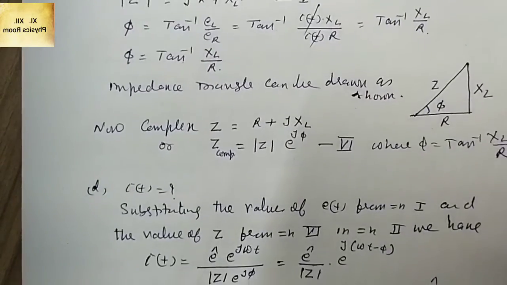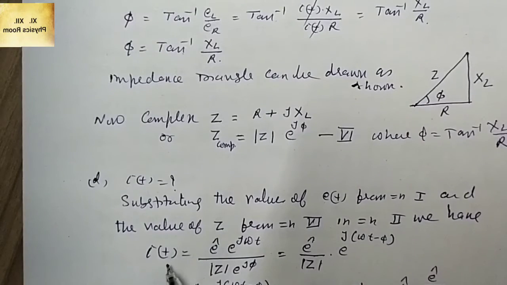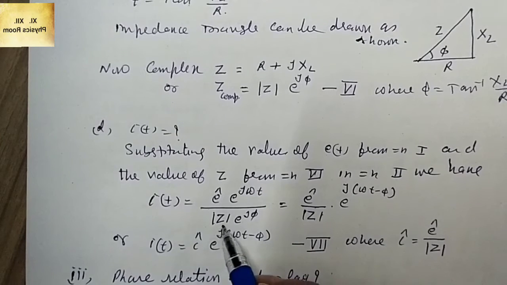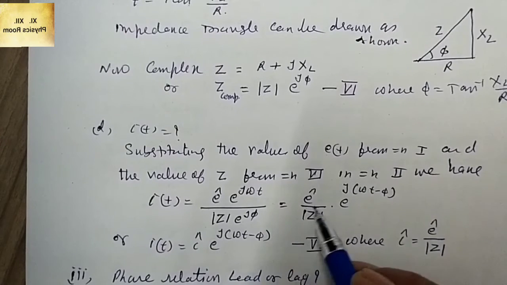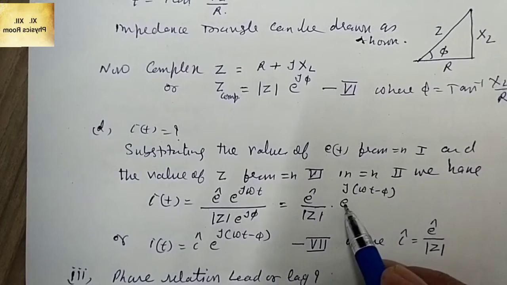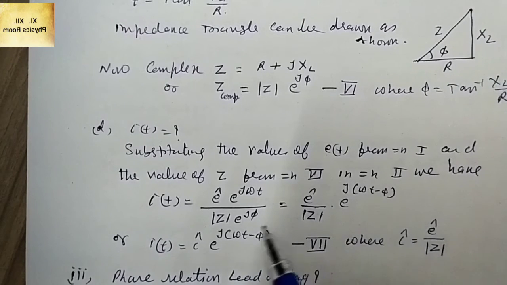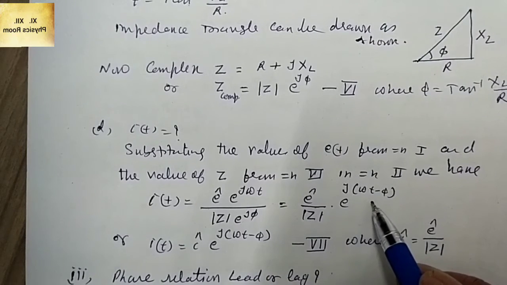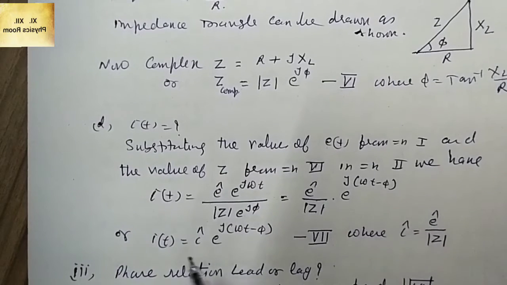Now substituting the values, we get IT is equal to E max e raised to power j omega t divided by mod Z e raised to power j phi. So E max by mod Z into e raised to power j omega t minus phi. It goes up, becomes minus, j we take out common, omega t minus phi. Or IT is equal to I max e raised to power j omega t minus phi. Let us mark it as equation number 7, where I max is equal to E max by Z. E max by Z, we replace it by I max.